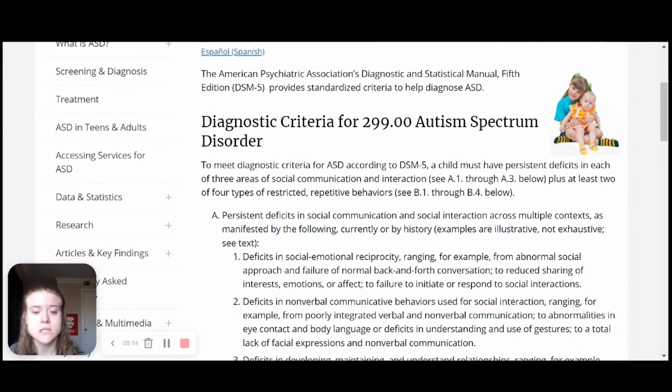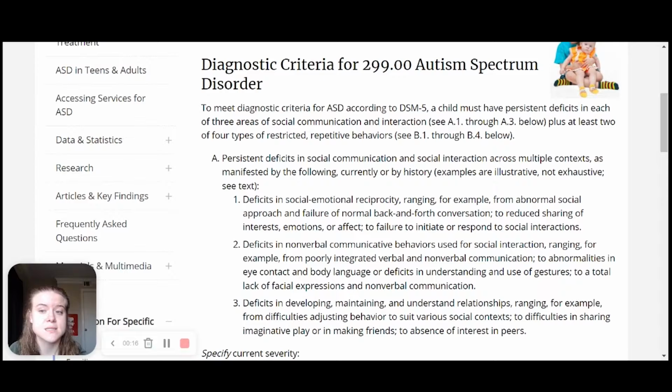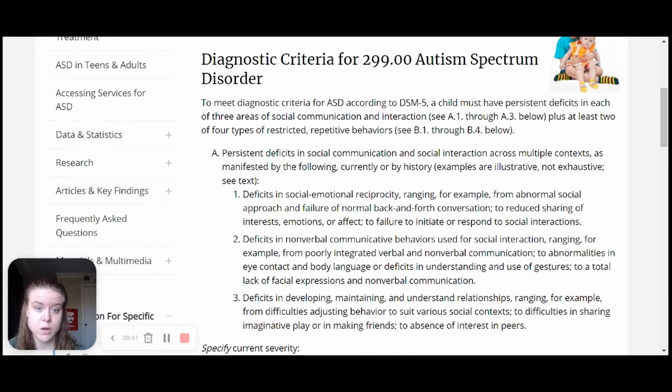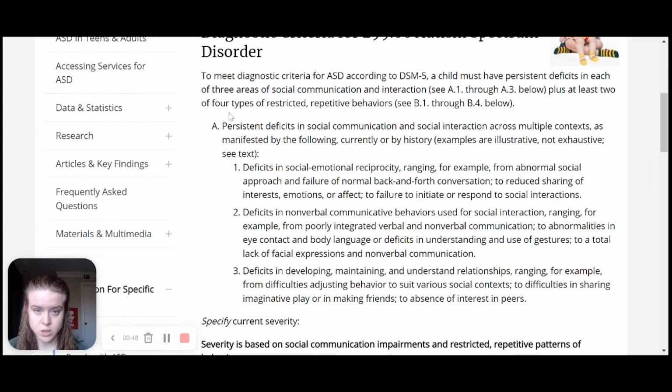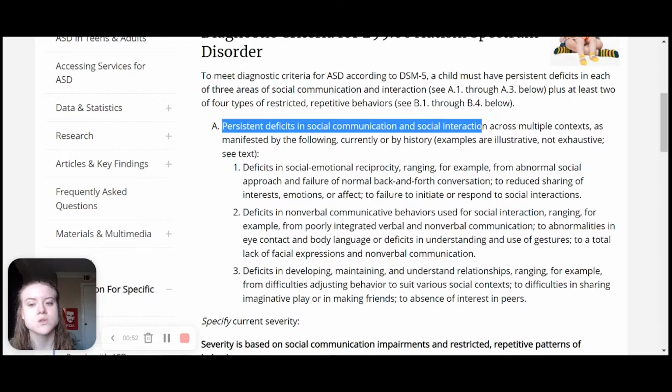According to their criteria, to meet diagnostic criteria according to the DSM-5, a child must have persistent deficiencies in each of 3 areas of social communication and interaction, plus at least 2 of 4 types of restricted repetitive behaviors. So, the first criteria is a persistent deficiency in social communication and social interaction across multiple contexts.